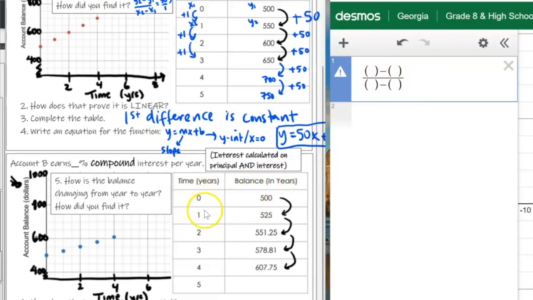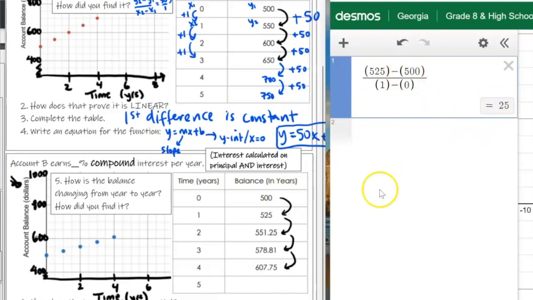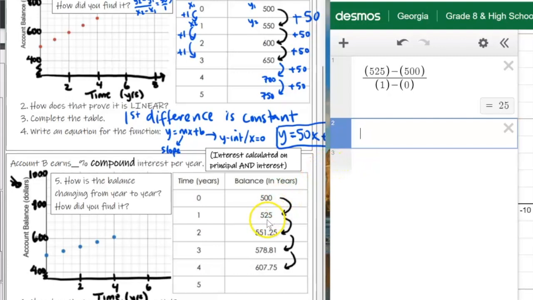This is x1, this is x2, y1, y2. So x2, which is 1, minus x1, which is 0, and then here, 1 goes with 525, and 0 goes with 500. All right, so it's saying that it changes by 25, which looks like it's right. 500 plus 25 is 525. So let's see if it works all the time. When I go 525, which is now this number right here, and then I add 25, do I get the next one? No. So this is not a consistent or constant rate of change, so it's not linear.